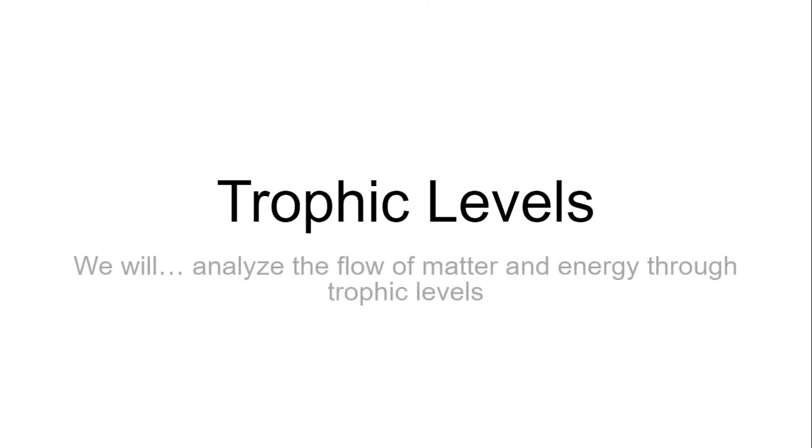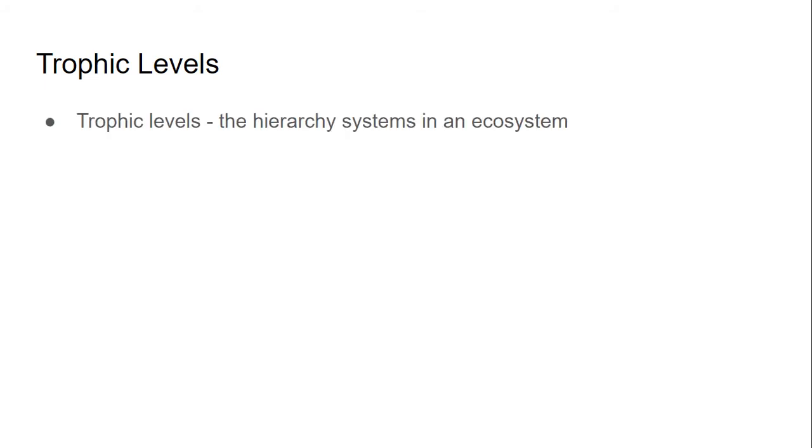Hey everyone, today's lesson is going to be over trophic levels. So our learning objective is we are going to analyze the flow of matter and energy through different trophic levels. So first, before we even get into it, you probably want to know what a trophic level even is. A trophic level is just the hierarchy system that is in an ecosystem. And that's what we're going to look at today.